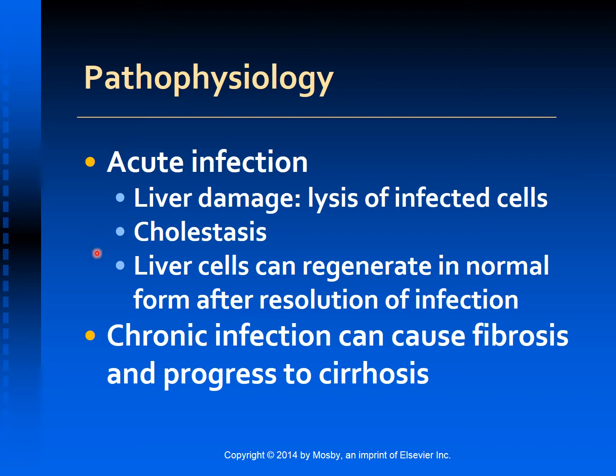After resolution of an acute infection, liver cells can regenerate, and if no complications occur, they should resume their normal appearance and function. A chronic viral hepatitis infection causes chronic inflammation and can cause fibrosis that over decades can progress to cirrhosis.